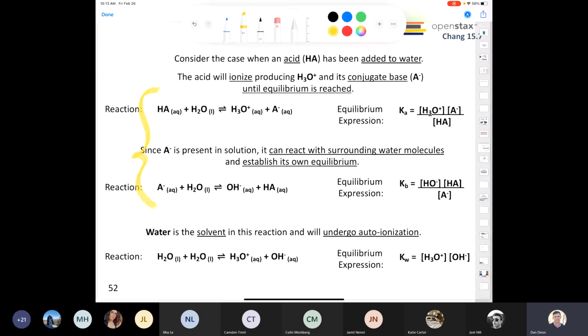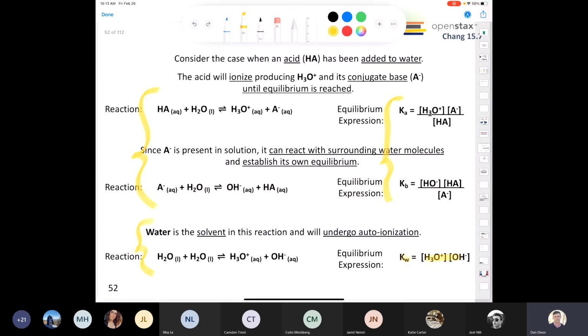Well, what about water? We know that water undergoes auto-ionization, right? We looked at this in the last lecture. I taught you that Kw is equal to the concentration of hydronium times the concentration of hydroxide. Well, what's the relationship between these two equations and this equation right here?